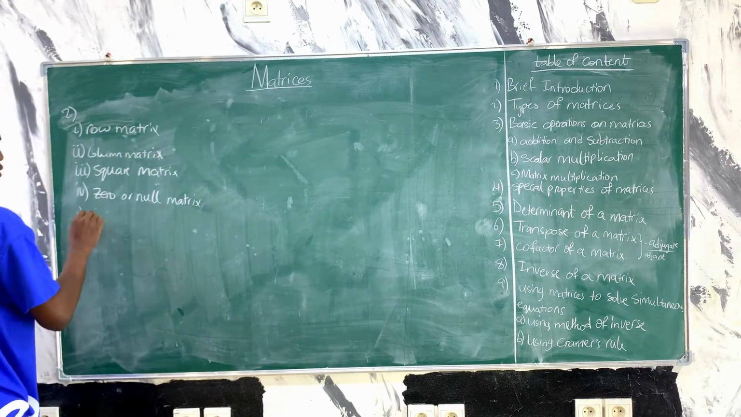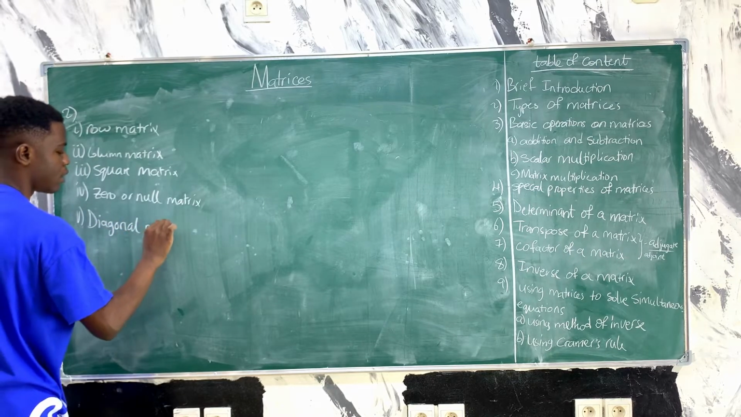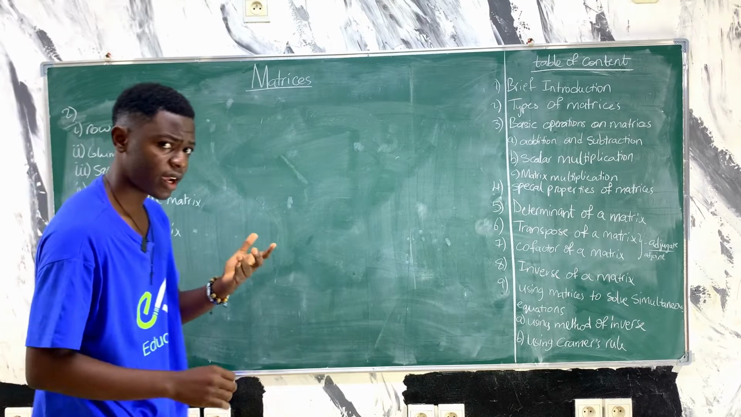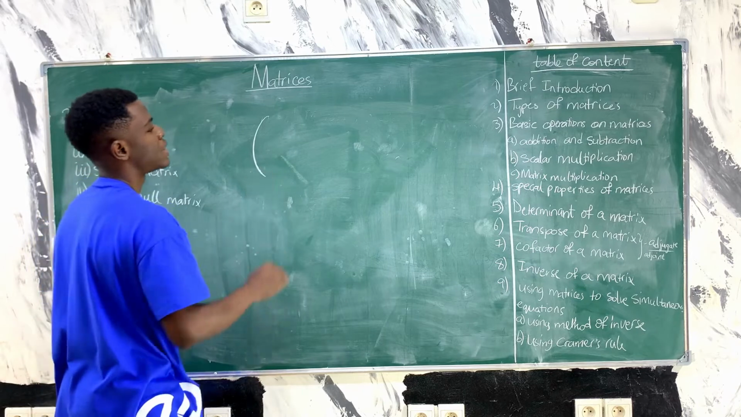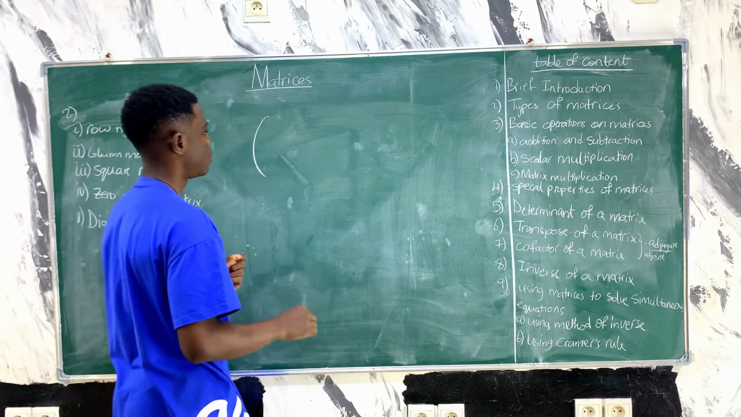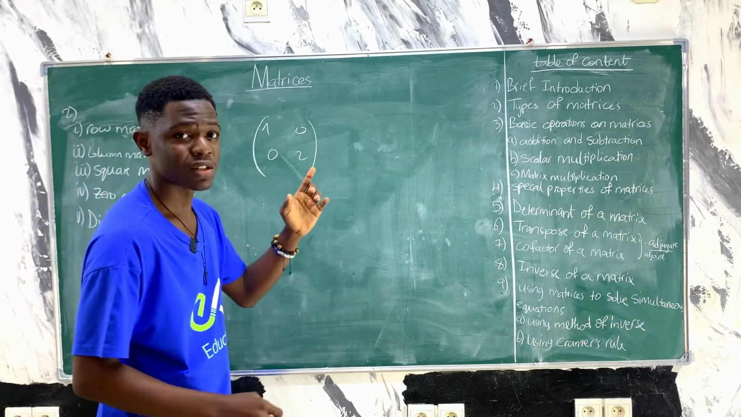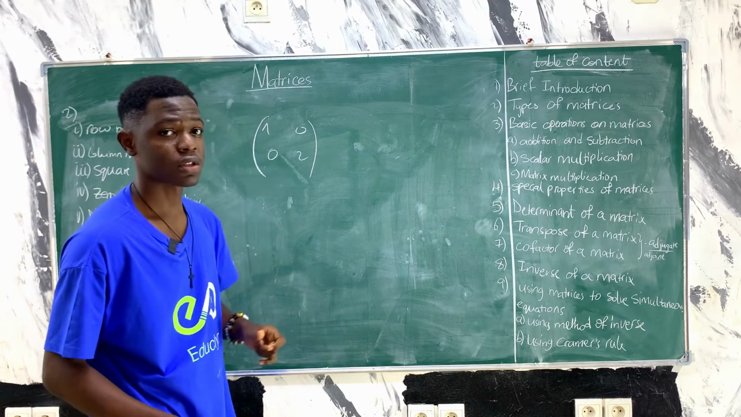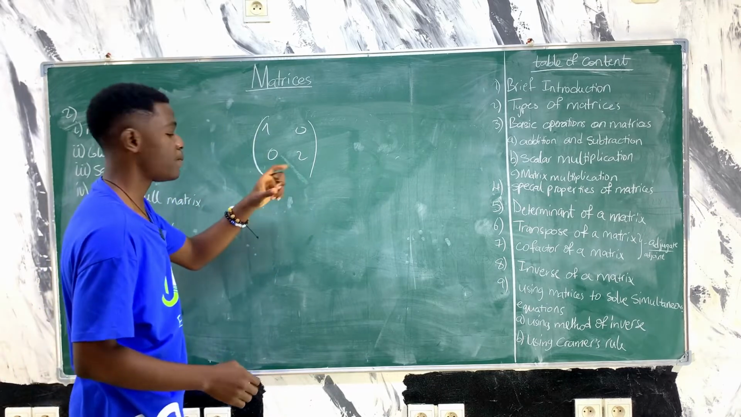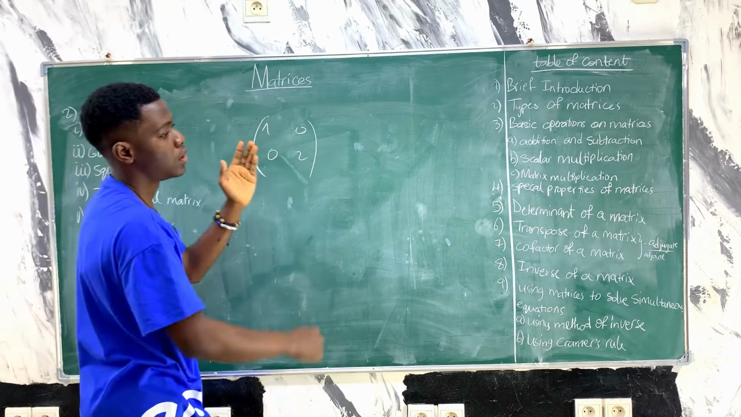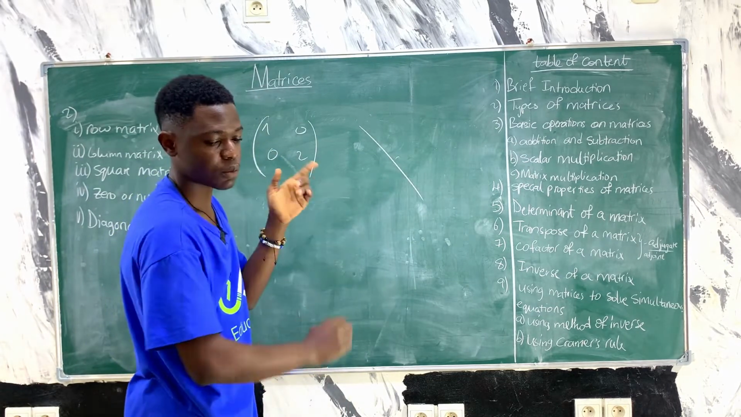What is a diagonal matrix? I think you guessed well. A diagonal matrix is a matrix whose diagonal entries are not 0. So you have 1, 0, 0, 2. This is a diagonal matrix. All of the other entries are 0 except the diagonal. So the diagonal matrix is a matrix where all of the entries are 0 except the diagonal. The diagonal is a diagonal line, starting from the left, not from the right.